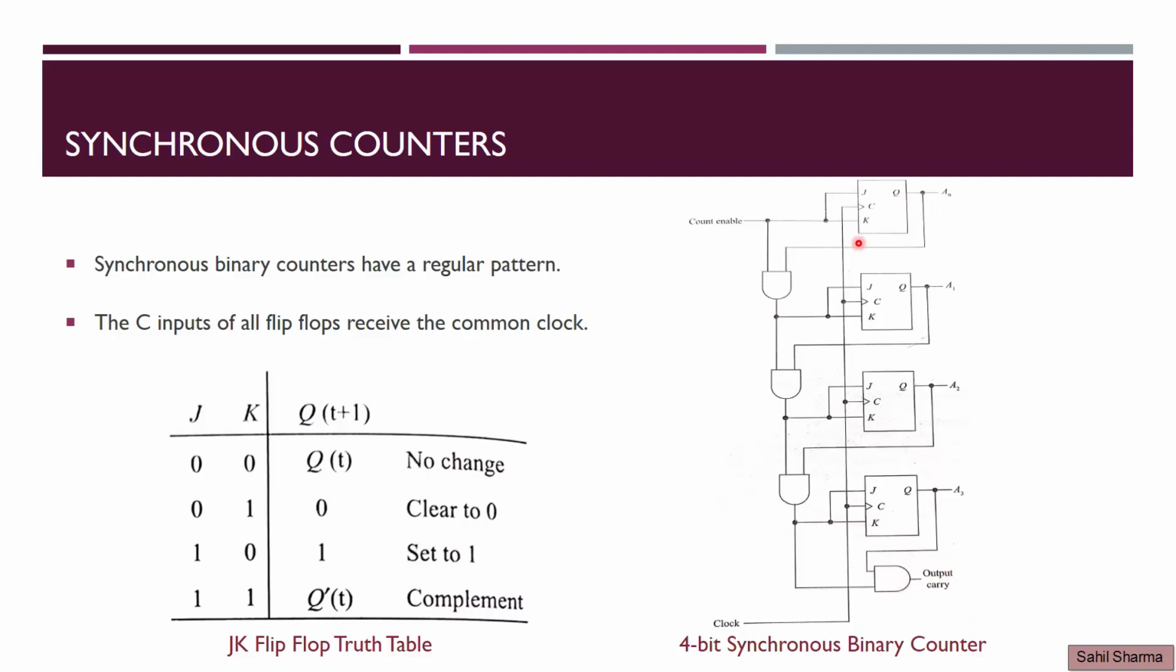When JK values are 0, there will be no change at the Q point. If J and K are 0, 1, this Q will be 0. When J and K are 1, 0, this Q will be 1. And similarly, if both J and K are 1, then this Q will be complemented.